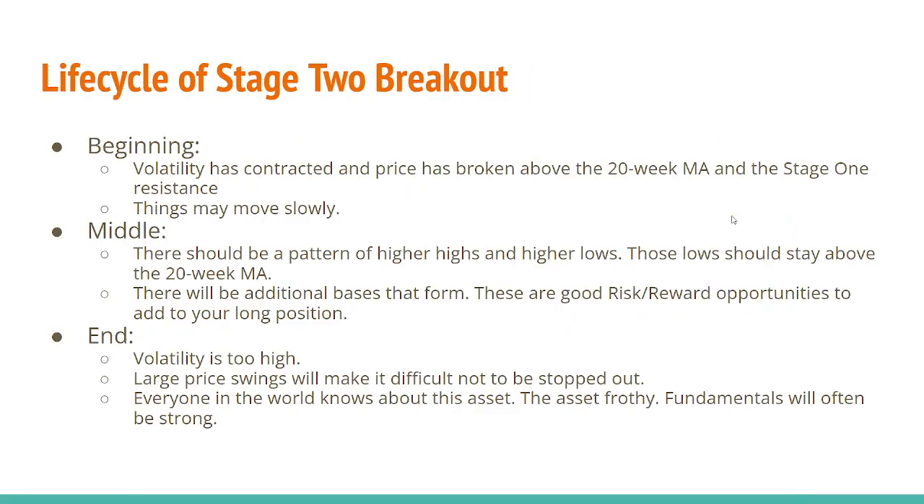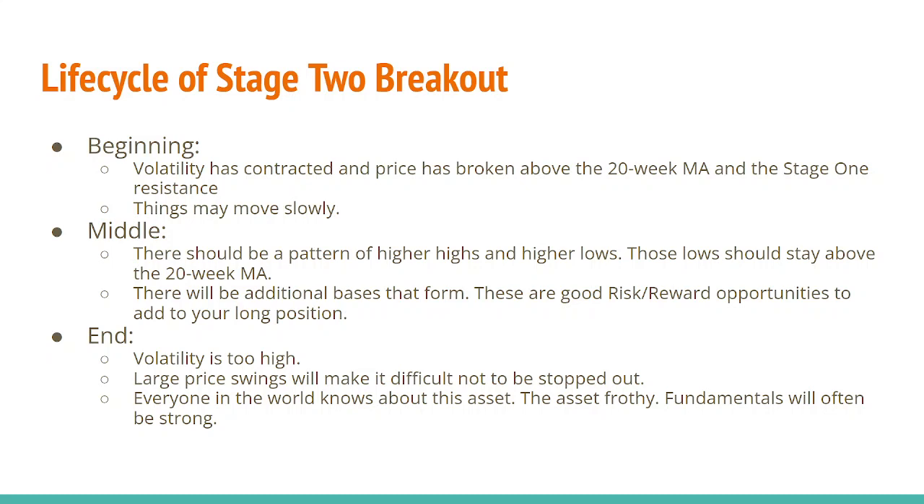And then the life cycle of your stage 2 breakout. So in the beginning, volatility has contracted and price has broken above the 20-week moving average and the stage 1 resistance. Things may move slowly at the beginning. Momentum has shifted, but it has not shifted significantly yet. So be patient and wait for things to develop.